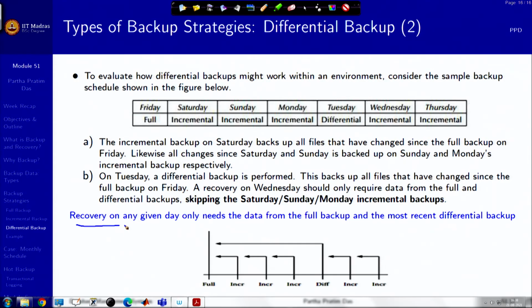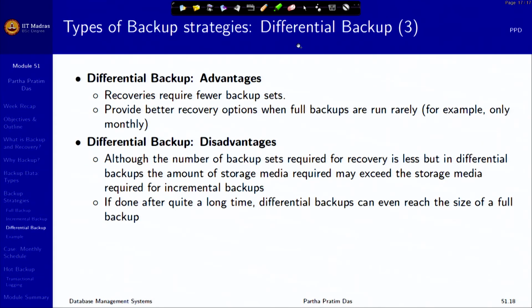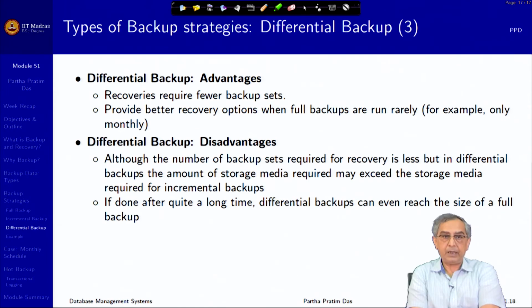So, recovery on any given day only needs the data from the full backup, the most recent differential backup, and the remaining incremental backups. So, if you have to restore something on this day, say Thursday, you need the full backup, the differential backup, and just this incremental backup. Whereas, if you did not have the differential, you would have required 1, 2, 3, 4, 5 incremental backups. So, that is the basic trade off, and you choose these time windows based on what your business requirements are.